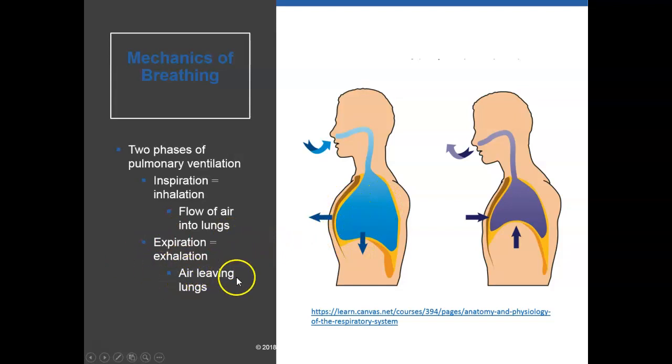Exhalation then, air leaving the lungs, is more of a passive process. So during exhalation, the diaphragm relaxes and the external intercostals relax. This decreases the thoracic cavity size and increases the pressure in the thoracic cavity. This increased pressure causes air to leave because there's more pressure in the thoracic cavity or in the lungs than there is in the atmosphere, and so air leaves.